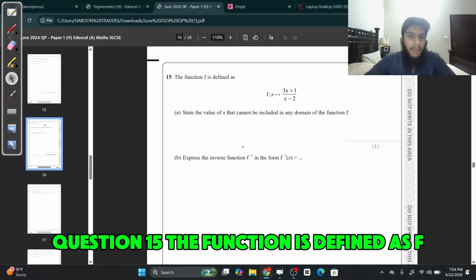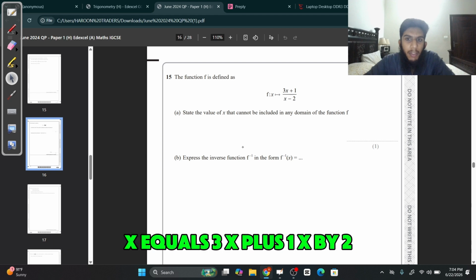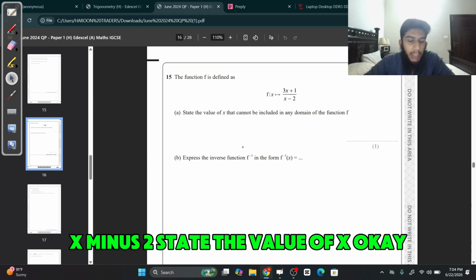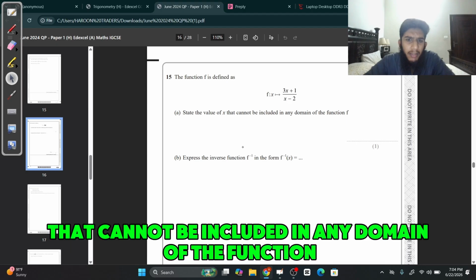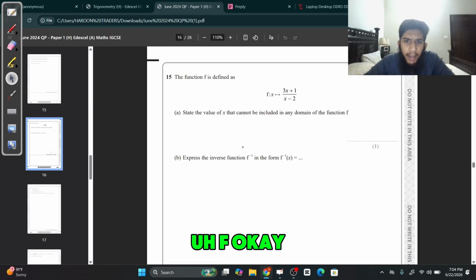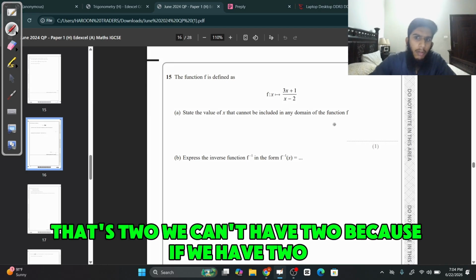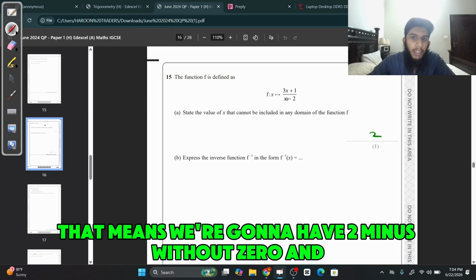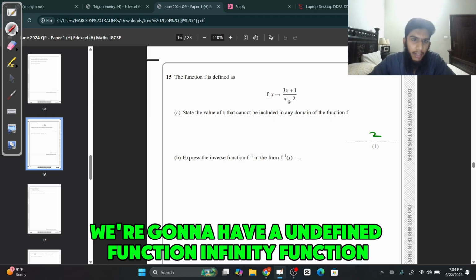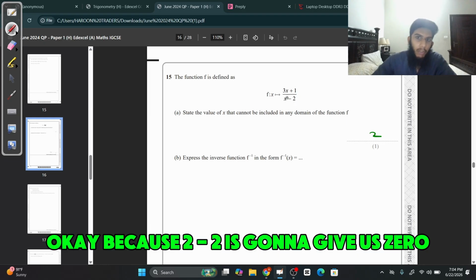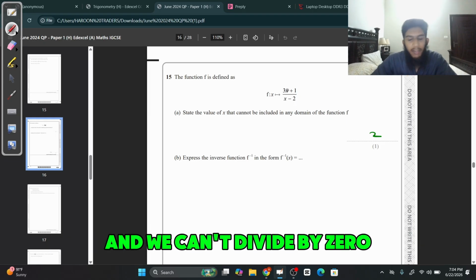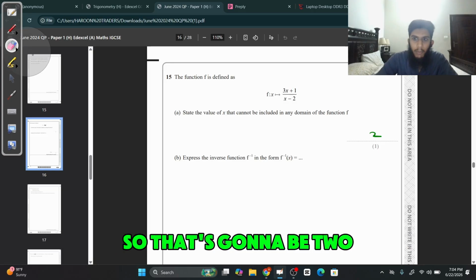Question 15, the function is defined as f(x) equals (3x plus 1) divided by (x minus 2). State the value of x that cannot be included in any domain of the function f. Okay, that's 2. We can't have 2, because if we have 2, that means we're going to have 2 minus 2, that's 0, and we're going to have an undefined function, because we can't divide by 0, that's going to give us an error. So that's going to be 2.